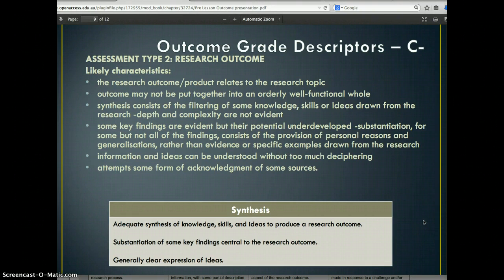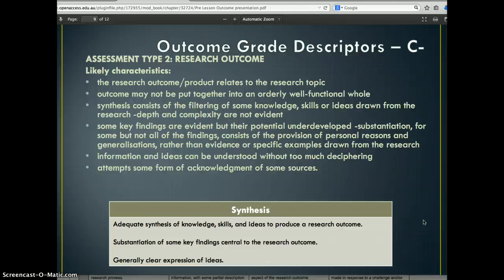The research outcome or product relates to the research topic. Outcome may not be put together into an orderly, well-functional whole. Synthesis consists of the filtering of some knowledge, skills, or ideas drawn from the research. Depth and complexity are not evident. Some key findings are evident, but they're potentially underdeveloped.